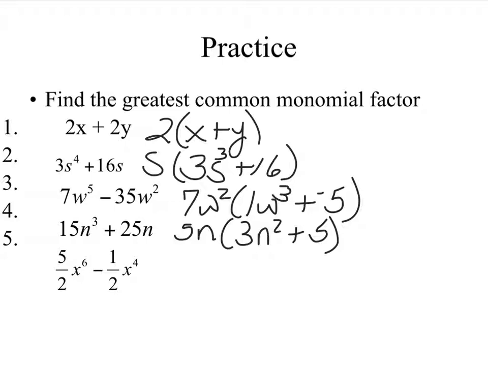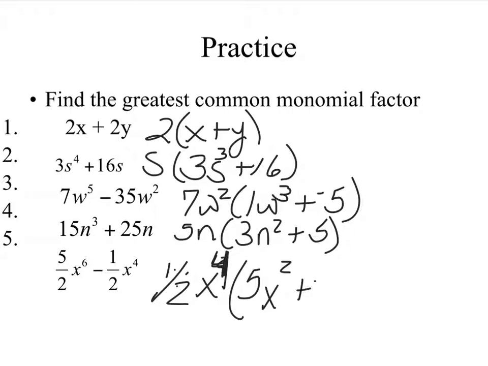And this lovely fraction one down here. So we have a 5/2 and we have a negative 1/2. They have a 1/2 in common, and they have 2 x's in common. Oh, I'm sorry, they have 4 x's in common. So that would be 5x squared plus negative 1. Oh, no x at the end, so just plus negative 1 at the end.